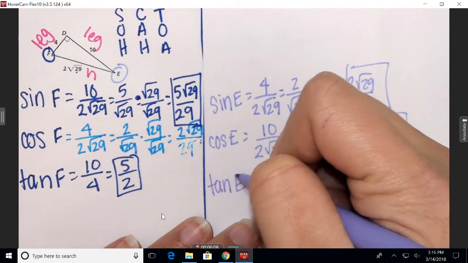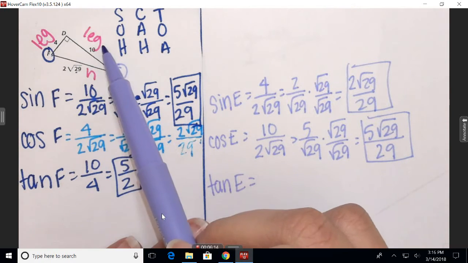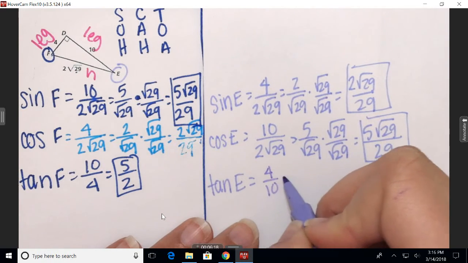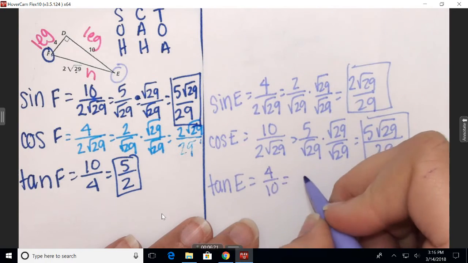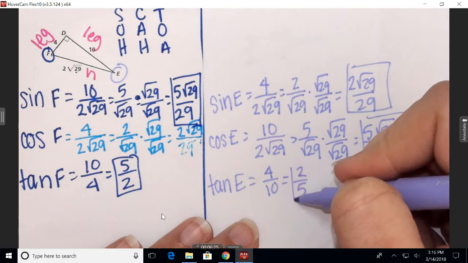Now we're going to do the tangent of E. Now the tangent of E is opposite divided by adjacent, so the opposite leg is 4 divided by 10. 4 divided by 10 is 2/5, which is the reciprocal of this one, which is perfect.